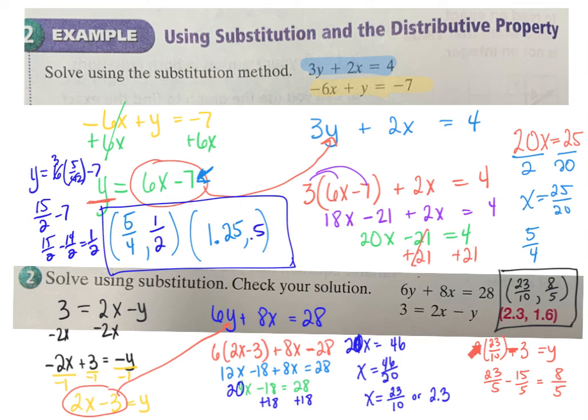Plug it back in. 2 times x minus 3 equals y. That's what we said way over here. So that's 23 over 5 minus 3, or 15/5, is 8/5. 23/10 or 2.3, 8/5 or 1.6 would be your answer for the substitution. Questions on that?